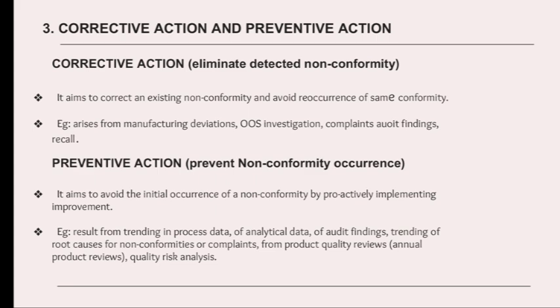Then the preventive action. It prevents the non-conformity occurrence. It aims to avoid the initial occurrence of the non-conformity by proactively implementing the improvement. For example, results from trending of in-process data, of analytical data, of audit findings, trending of root causes for non-conformities or complaints, from product quality reviews, quality risk analysis.